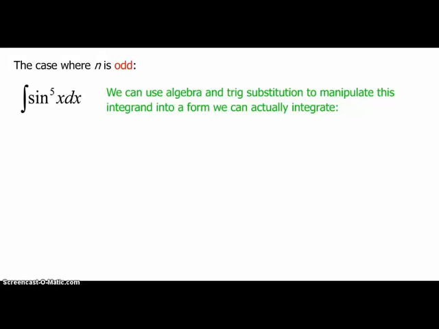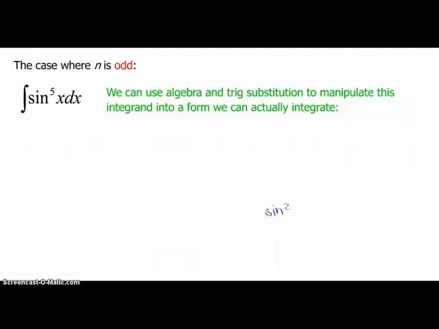So the case where n is odd: sine is by itself inside this integral, cosine is nowhere to be seen, so it's not a u substitution. We need to figure out some way to manipulate this using algebra, using trigonometry, something to do to that integrand so that we stand a prayer of evaluating this integral. And it turns out we can use algebra and a trig substitution and manipulate the integrand so that we can actually integrate it.